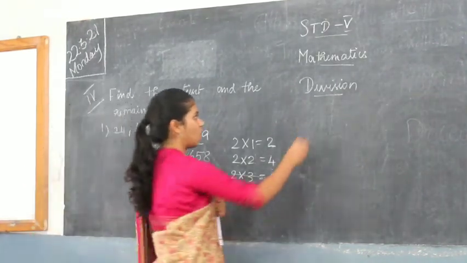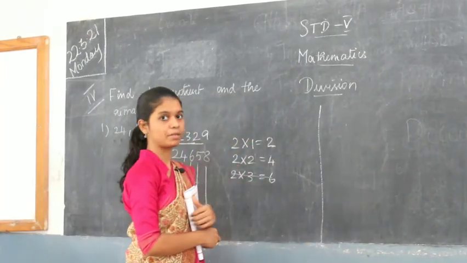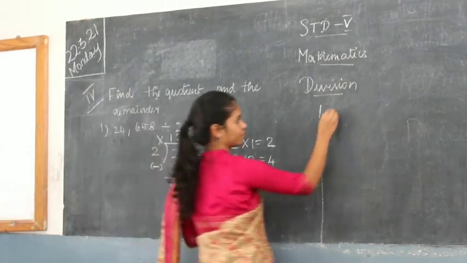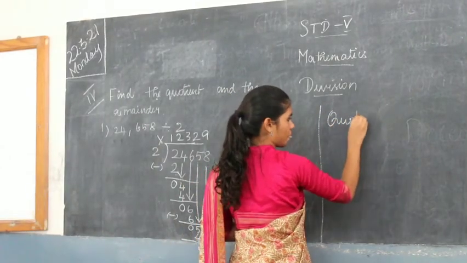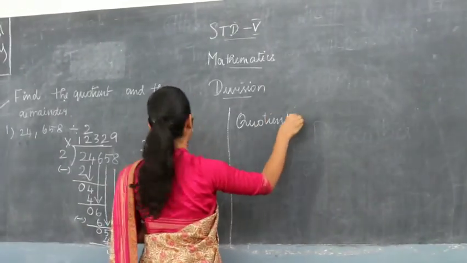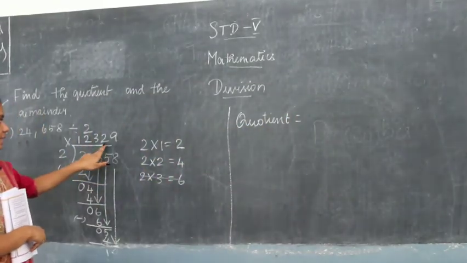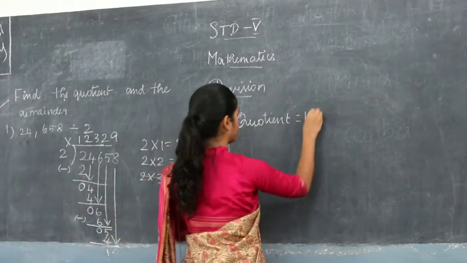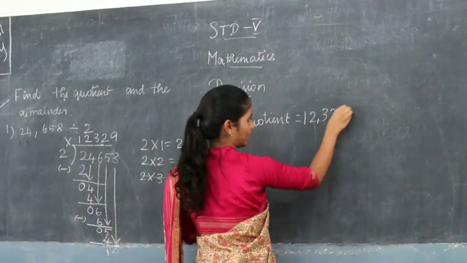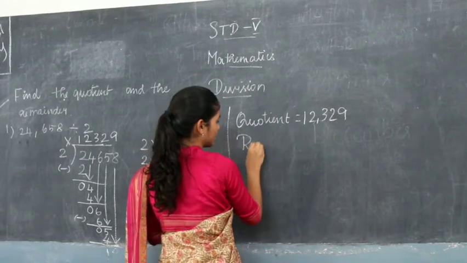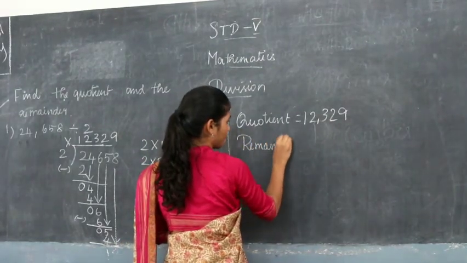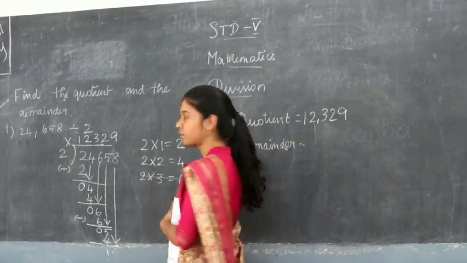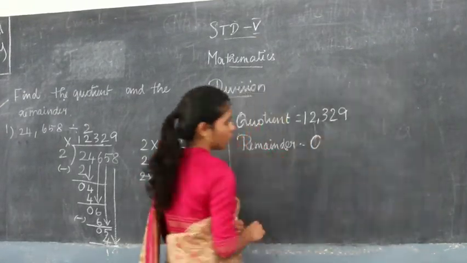Okay. So now what is your quotient? Quotient is read in ones, tens, 100, 1000, 10,000. So it is 12,329. And your remainder is, look here, what is the remainder? You got 0. So 0 is your remainder.